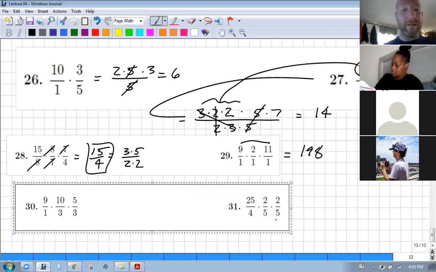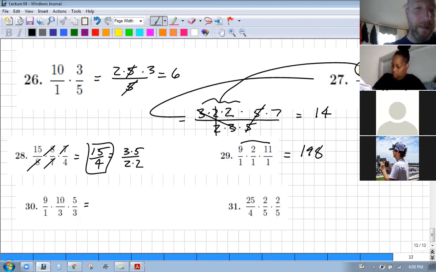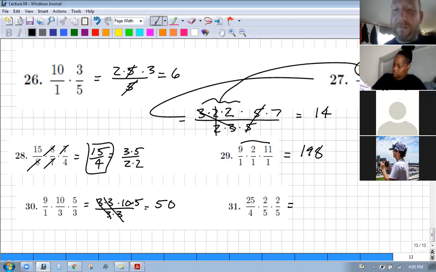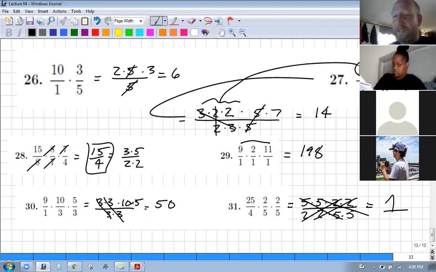All right, for 30 here, 9 is 3 times 3. And then we have a 3 times 3 on the bottom. So the 3's go away. 10 times 5 is 50. 25 is 5 times 5. 4 is 2 times 2. So the 2's go away, the 5's go away. So all we're left with is 1. The bottom is the same as the top.